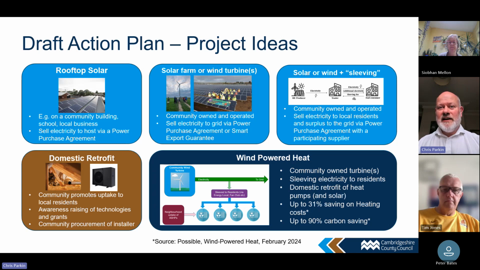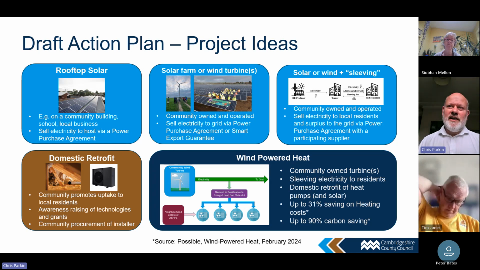title comes from a study by an organisation called Possible. And it's really a combination of many of the above things. It's a community-owned turbine sleeving electricity to residents so they can access lower cost electricity when the turbine's generating, and installation of domestic heat pumps, and potentially solar as well, and accessing the boiler upgrade scheme grants towards the cost of heat pump installations. It's quite an interesting concept.